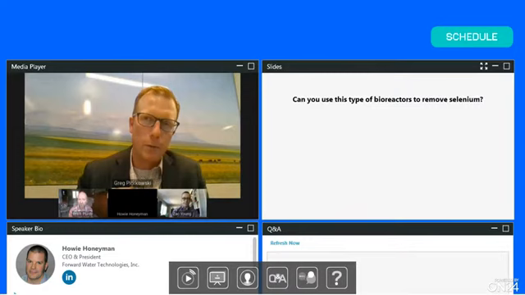I'm quite certain that it could be done. I don't know all of the details around how it would be applied to selenium, but I imagine it would take a much longer retention time than the bioreactors for removing nitrate. So that would be one condition. And of course, because the retention time would be longer, it'd be a much bigger system. So it would have to be designed a little bit differently.